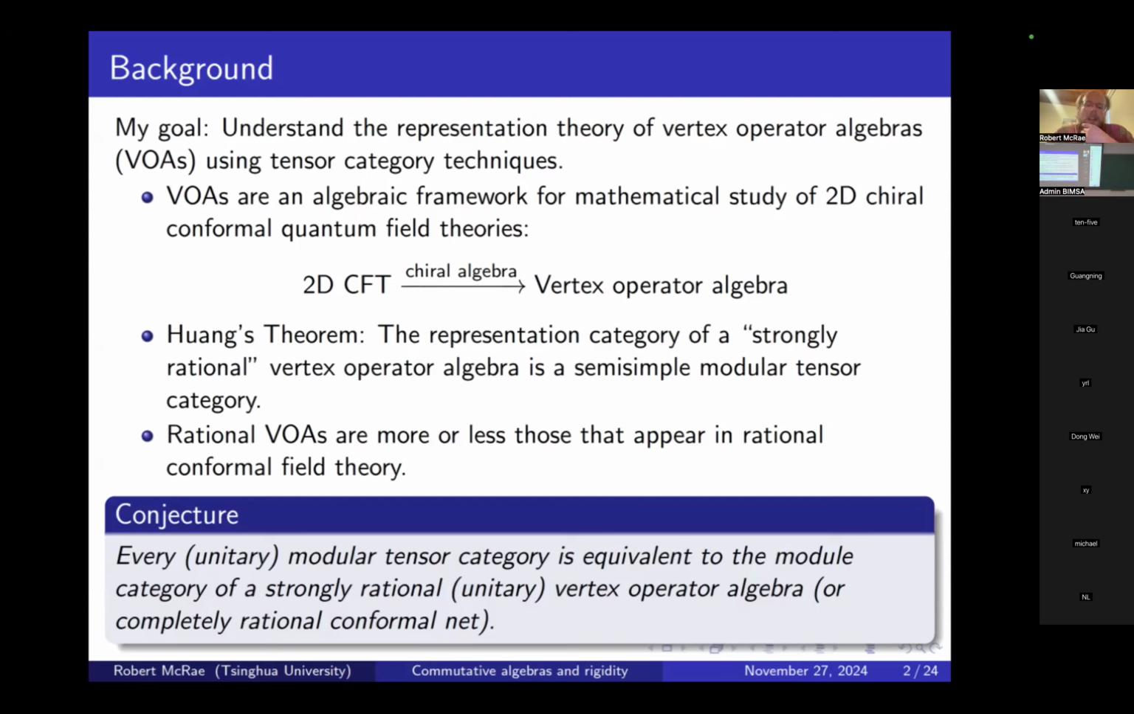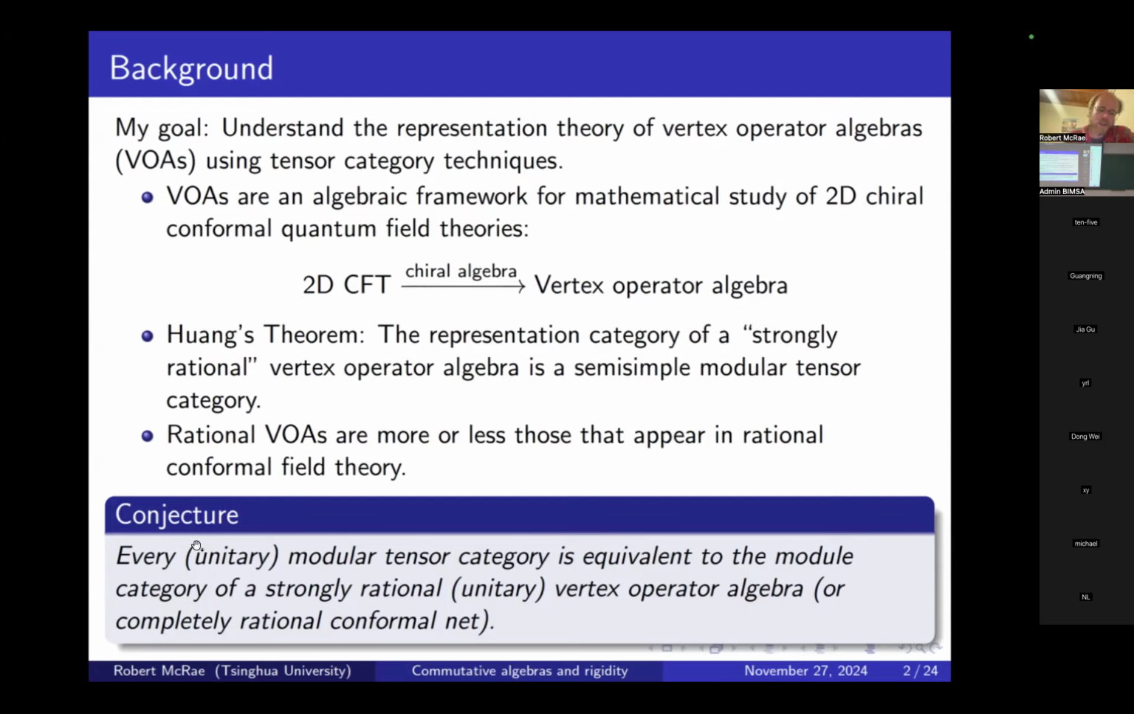And if you know about conformal field theories, you probably know of them as a source of modular tensor categories. And indeed, there's a theorem by Yi-Zhi Huang, which says that if you have a vertex operator algebra that is particularly nice in some way, so strongly rational seems to be the words people are using these days, then you do get a semi-simple modular tensor category. Rational VOAs more or less correspond to rational conformal field theory.